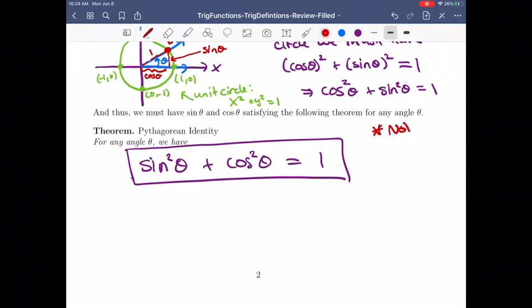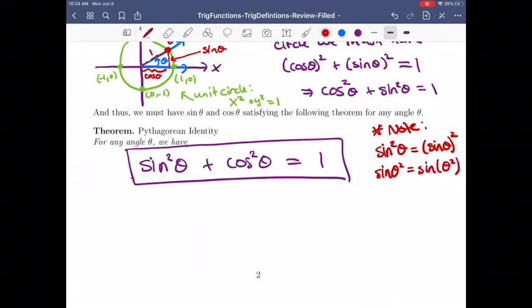I'm just going to make a note here so we remember what I mean by sin²θ or cos²θ like that: it is actually (sin θ) all squared. If it was sin θ squared like that, what it actually means is sine of θ squared. So where we place the square is important.